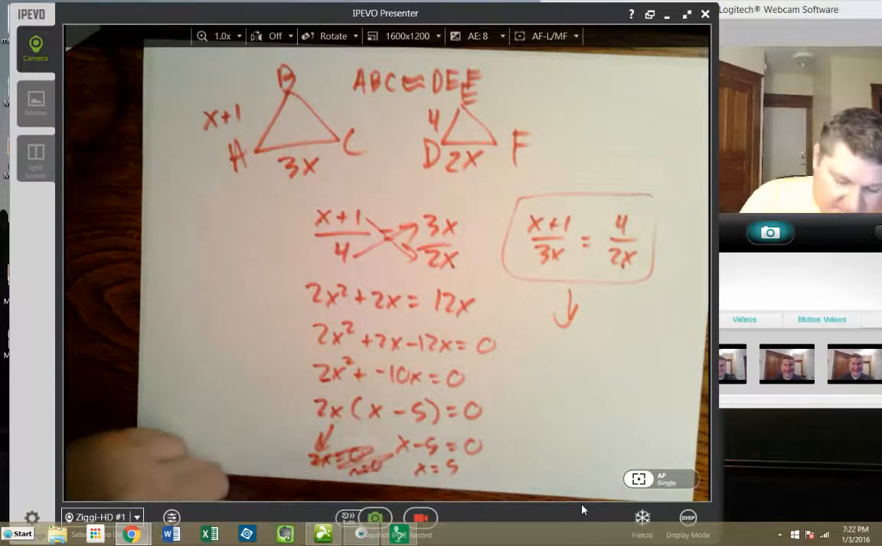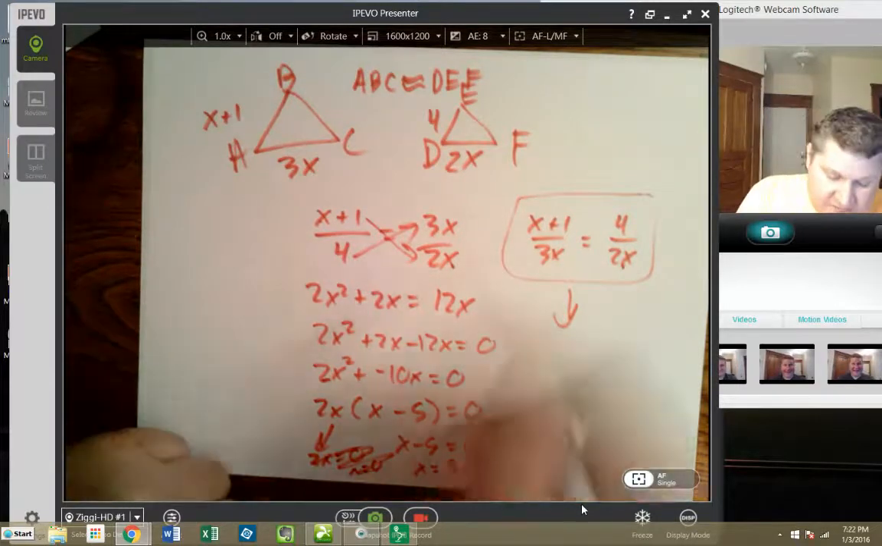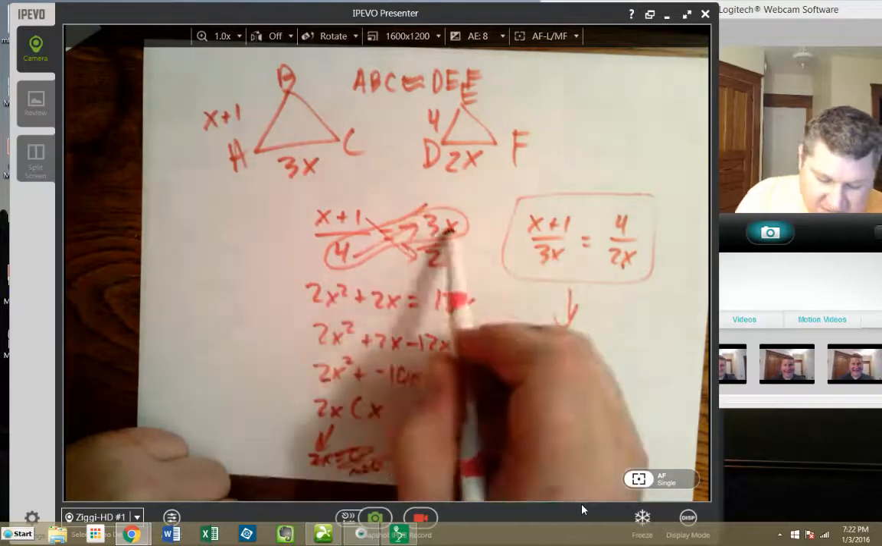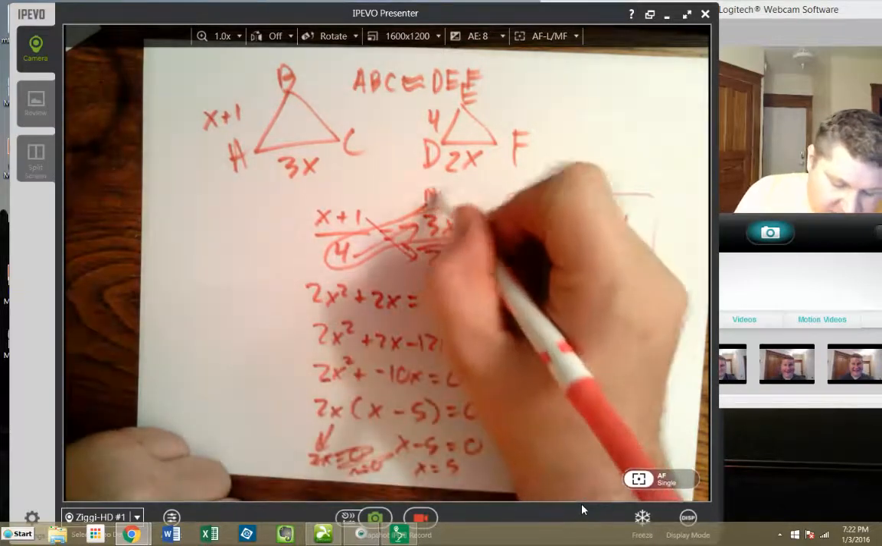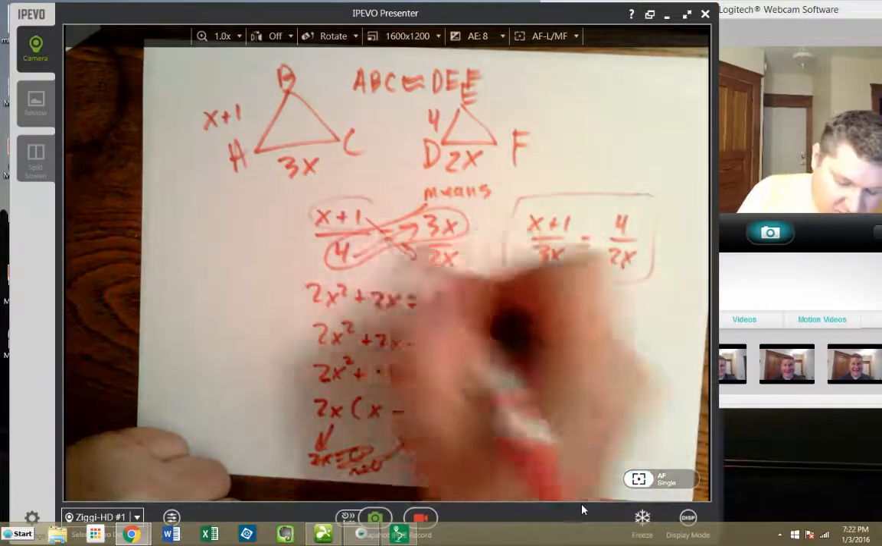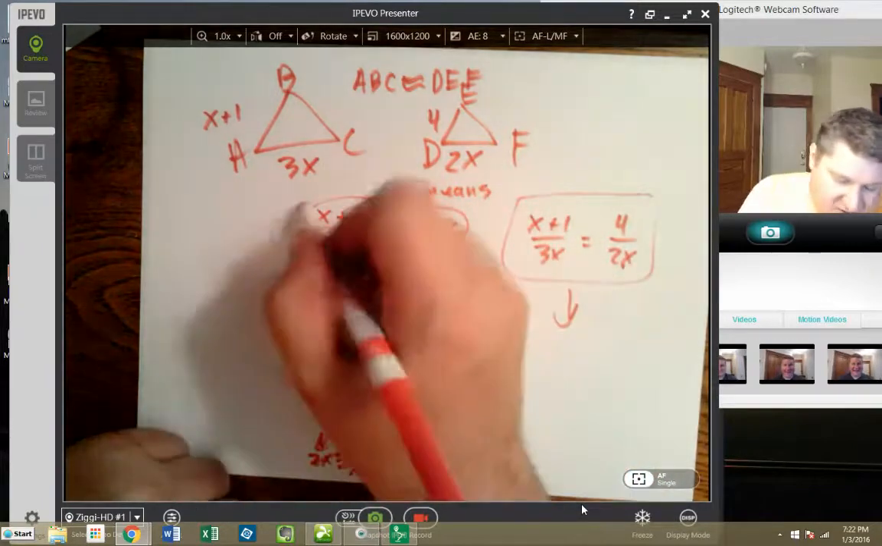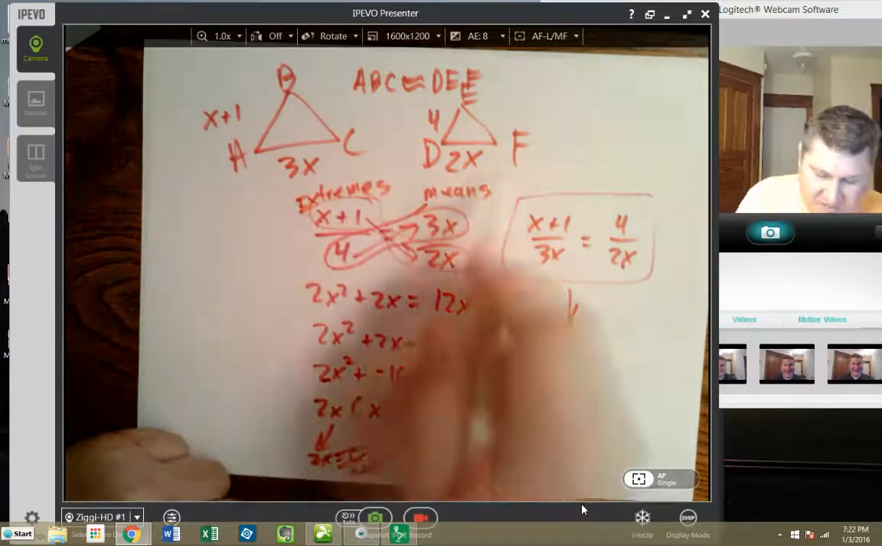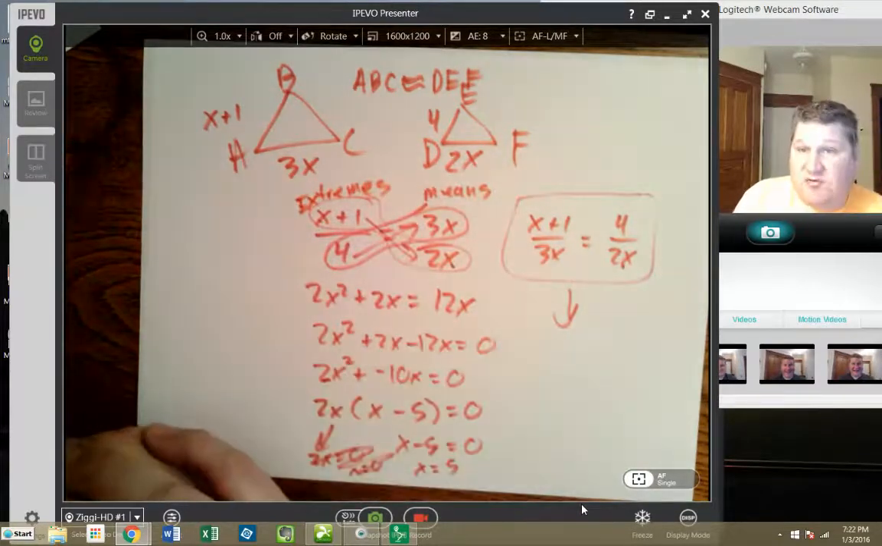While we're talking, we have to talk about a couple deals. These two terms here in this position, the lower left and the upper right, are called the means. And these two terms here, the upper left and the lower right, are called the extremes. So the means and the extremes, you multiply them together. So those are the names of the things.